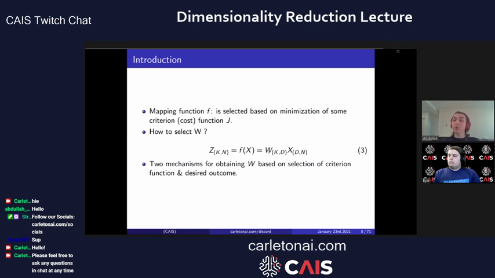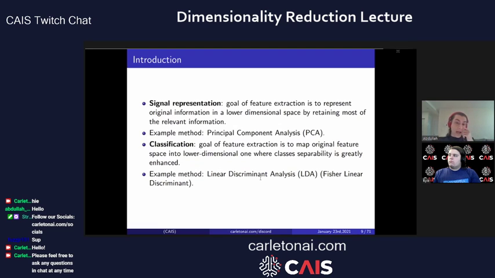So there are actually two mechanisms for obtaining W based on our goal, based on the desired outcome and the task. And these are signal representation or classification, right? So if the goal of your feature extraction is to represent the original information in a lower dimensional space by retaining as much of the original information as possible, then you are motivated by a signal representation problem. And one of the methods that is under signal representation is principal component analysis.